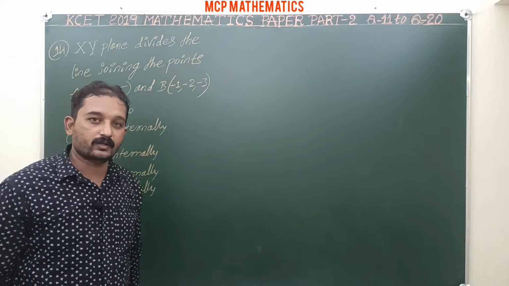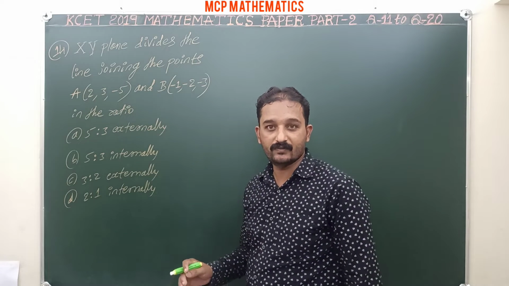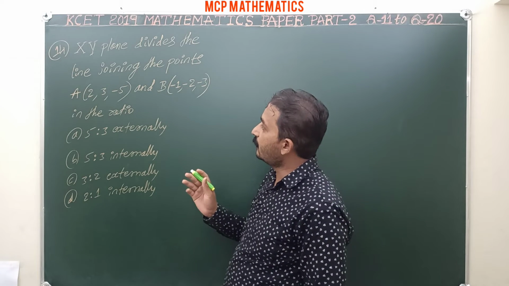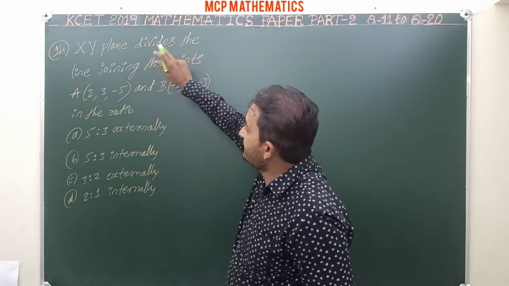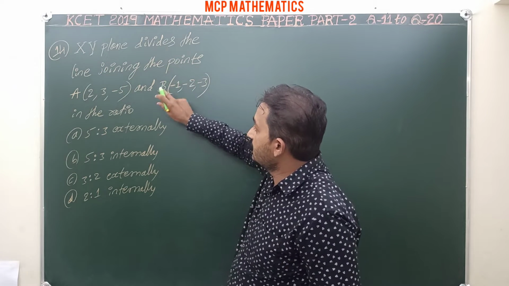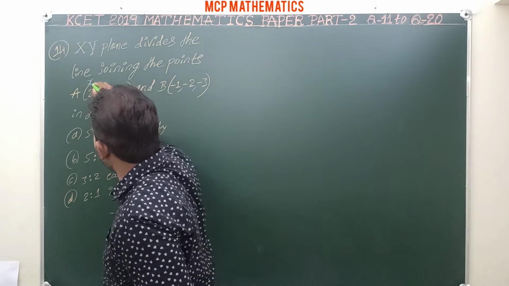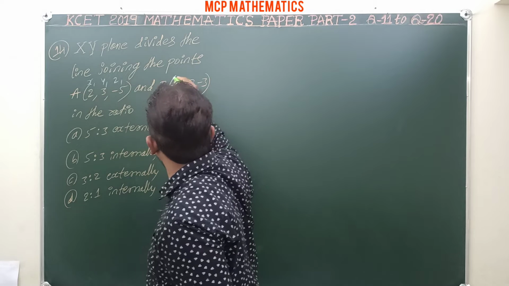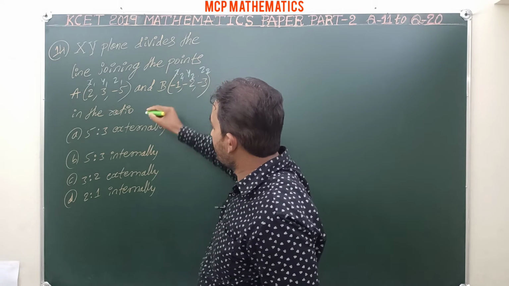Now let us move on to question number 14. Once again this question is based on the chapter 3D, which belongs to the first year. Here in this case we have to find out, the xy plane divides the line joining the two given points x1, y1, z1 and x2, y2, z2 in the ratio what?